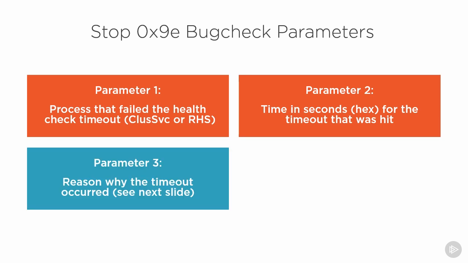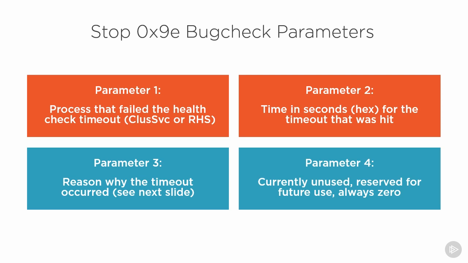Now, the third parameter is new in 2012 R2 to help clarify why the system bug checked. As you may know, stop codes or bug checks essentially evolve over time so that you may see them enhanced at a different version. But the underlying techniques for analyzing crashes stay the same no matter what version of the operating system. Some of these crashes are just more teachable, shall we say, than others. Finally, parameter 4 is currently unused. It's reserved for future use and will always be 0.